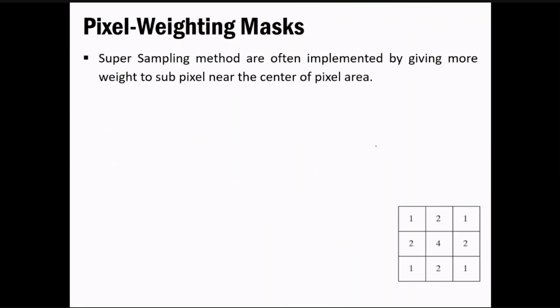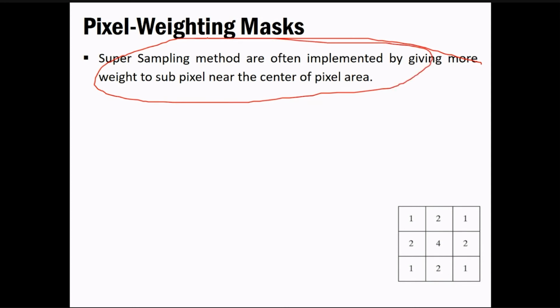So now we have one more thing over here, that is the pixel weighted mask. Okay, one thing you have to keep in mind is that you are dealing with an image or something to be displayed, so obviously you'd have some intensities associated with it. But because we are rounding it off to the nearest integer value, we won't be considering that case. Instead of that, we are giving some intensity values. Okay. So now what it says is, supersampling methods are often implemented by giving more weight to the subpixels near the center of the pixel area.